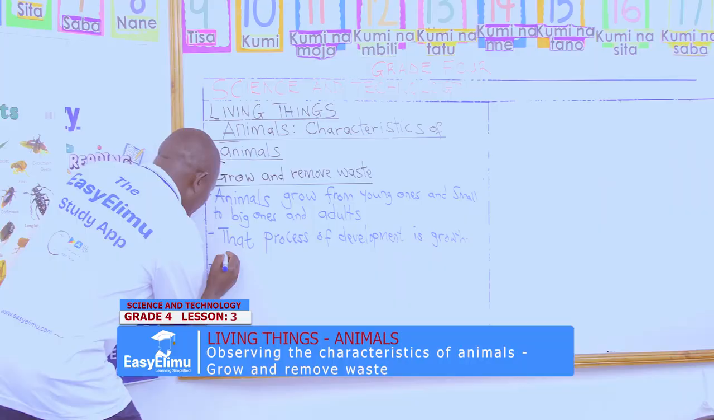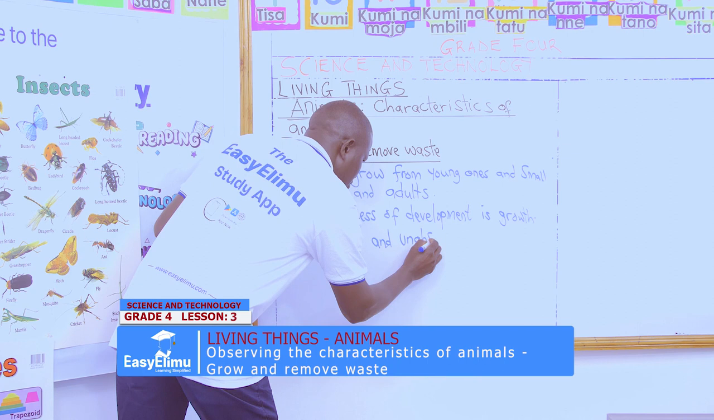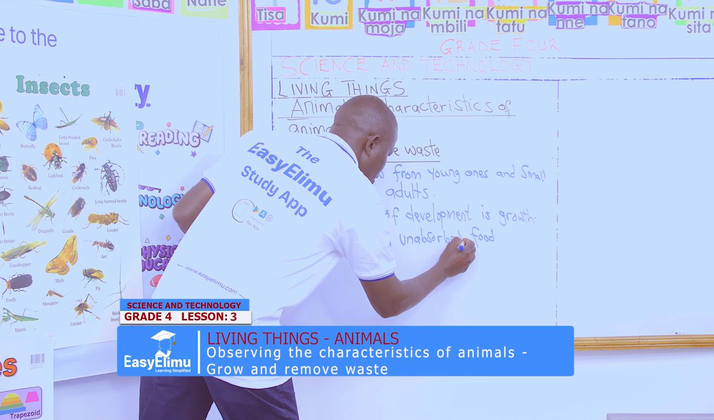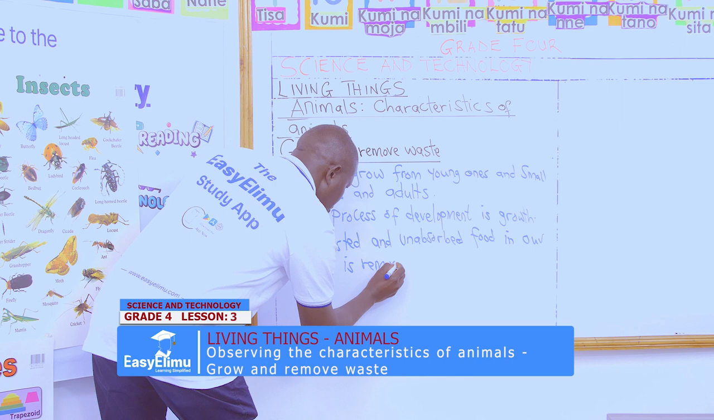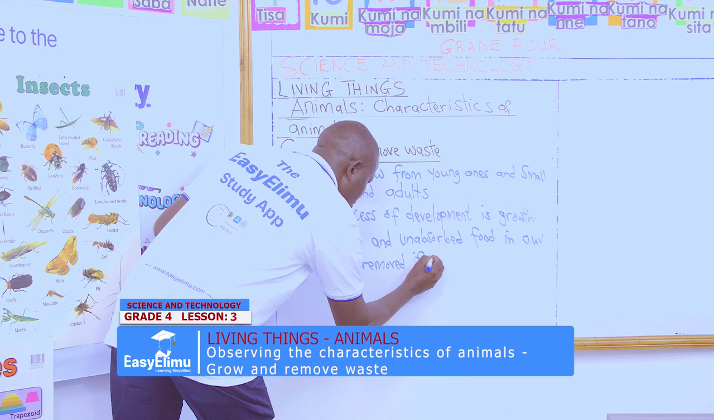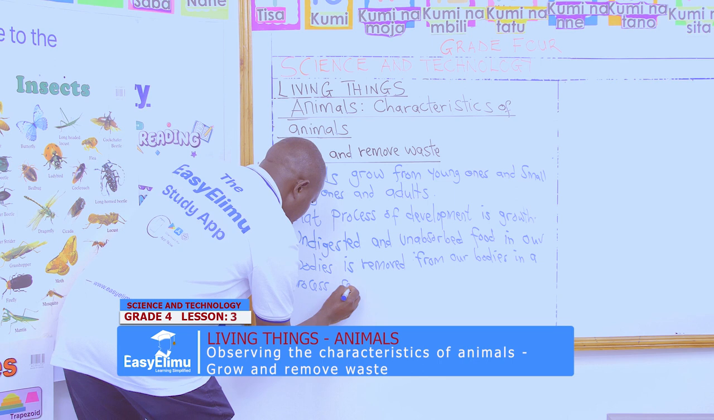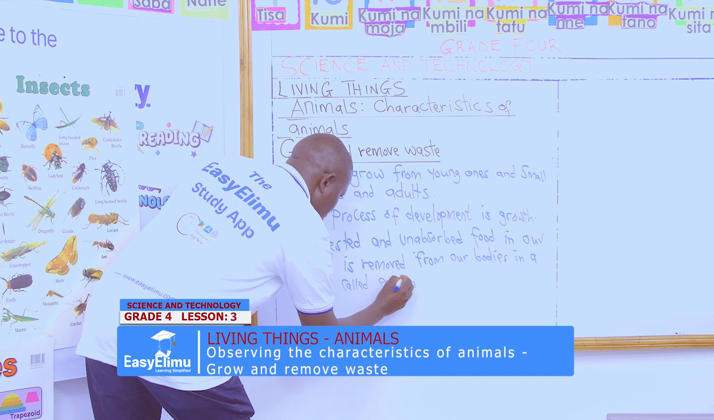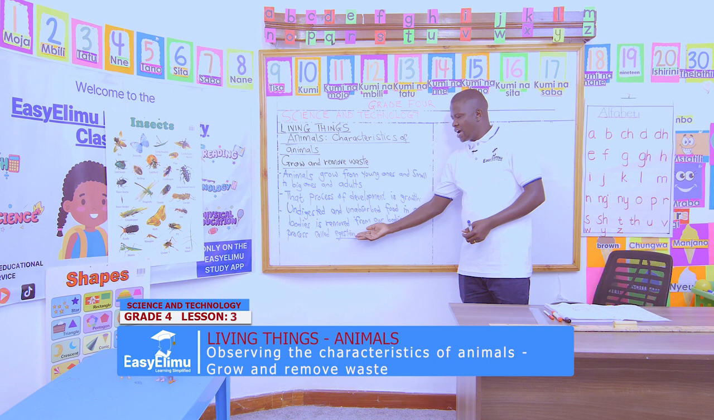So we have said the undigested and unabsorbed food in our bodies is removed from our bodies in a process called digestion. Digestion is the process of removing unwanted food from our body. Undigested and unabsorbed food from our body is taken away in a process called digestion.